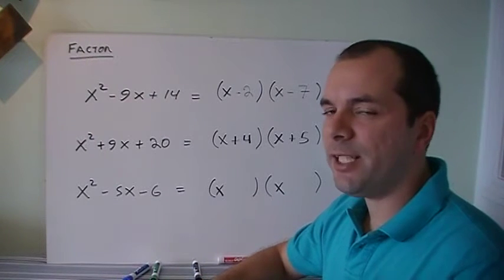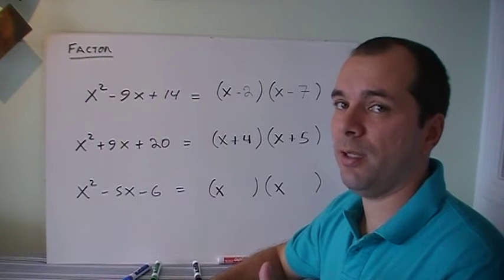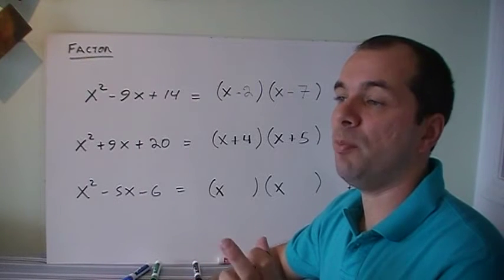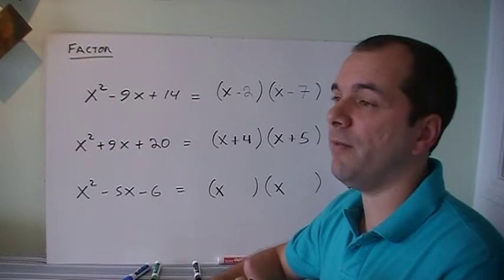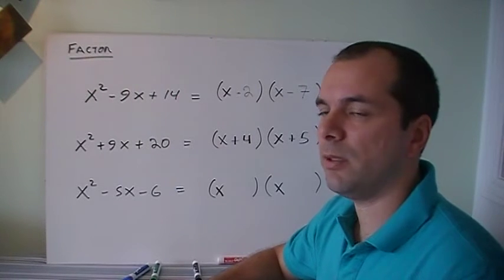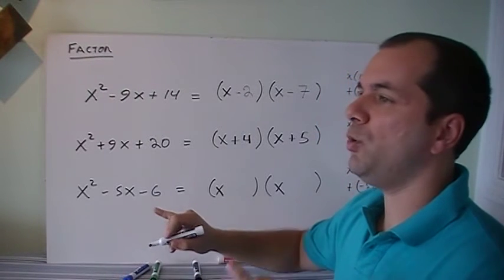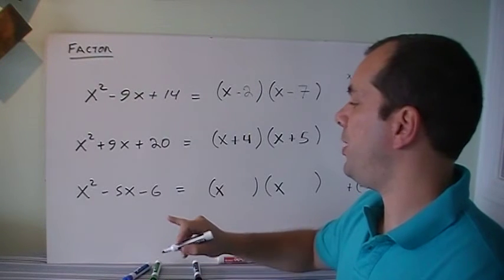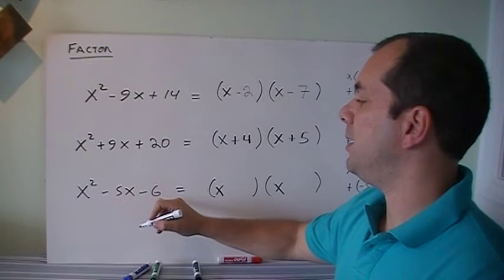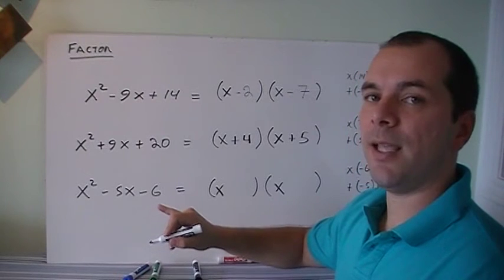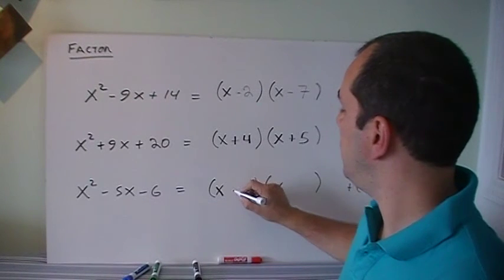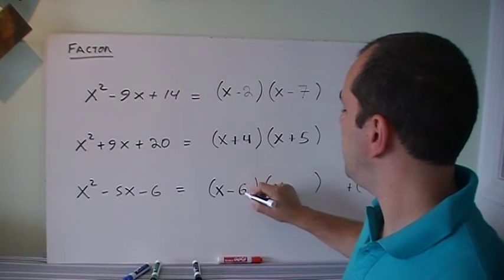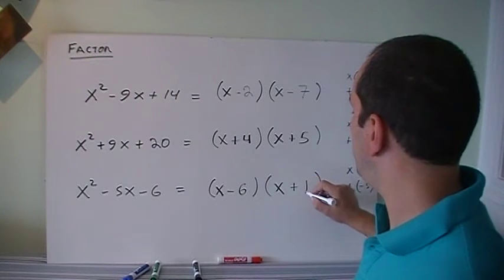I may be very tempted to pick 2 and 3, because 2 times 3 is 6 and 2 plus 3 is 5. But the signs won't work out. So I know that I need two different signs. So that would be negative 6 and positive 1. So negative 6 and plus 1.